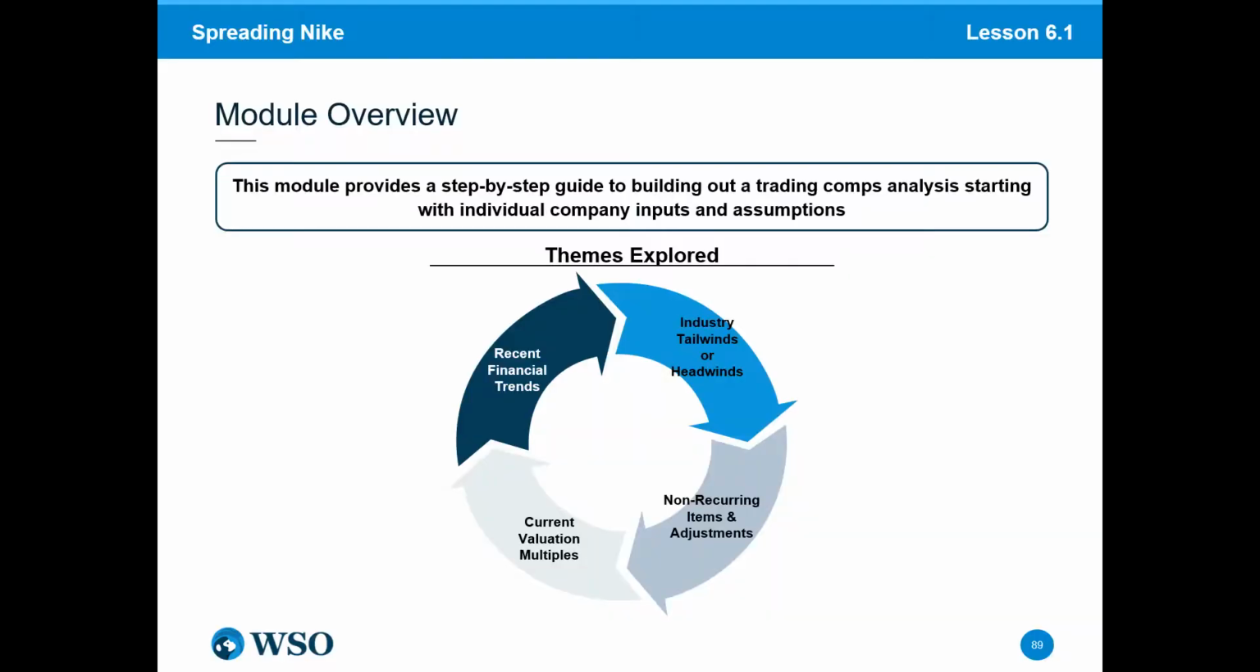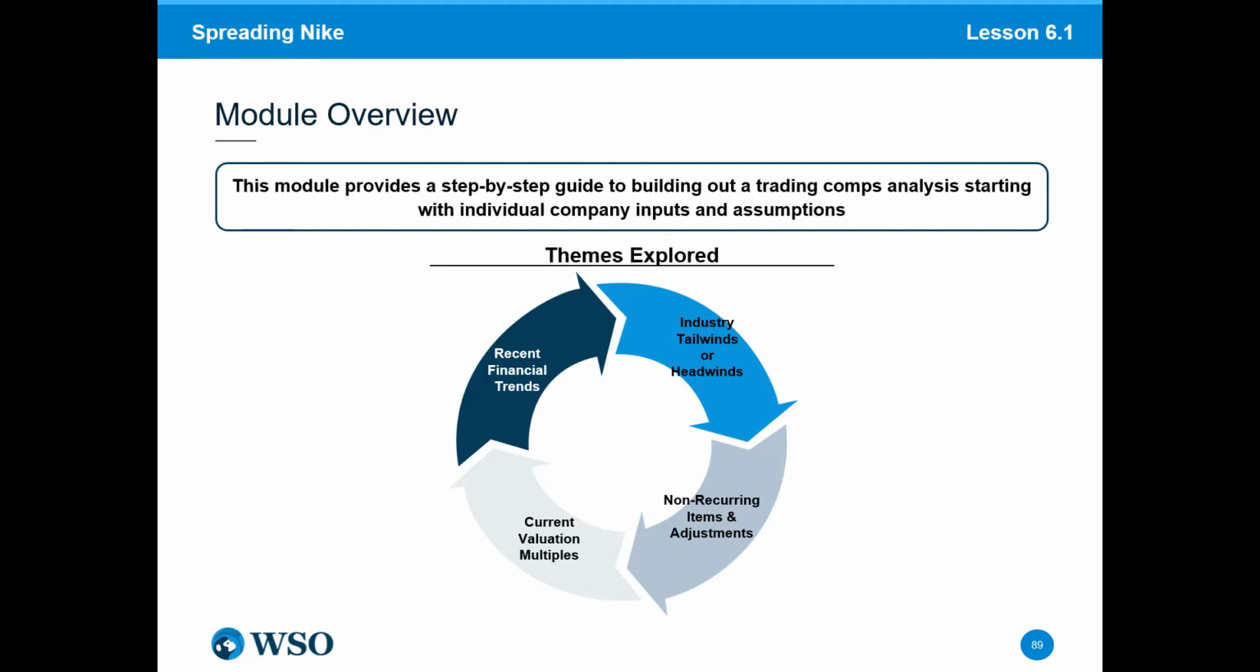Before we dive into our template, I just want to give you a quick module overview. As you know, this module provides a step-by-step guide to building out a trading comps analysis, starting with individual company inputs and assumptions. We're going to input assumptions for each company, and then you will see in the end, once we spread this for Nike, Adidas, Puma, all the relevant comps, this is going to roll up into a summary tab where we can analyze side by side the trends, multiples, and various disparities in valuation.